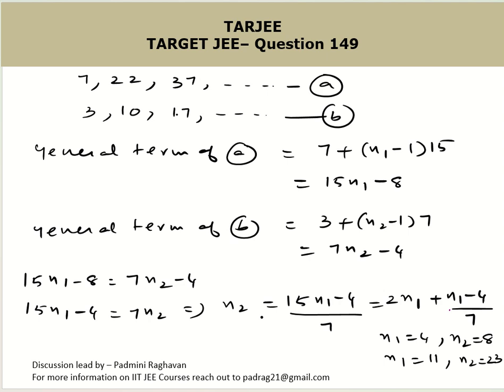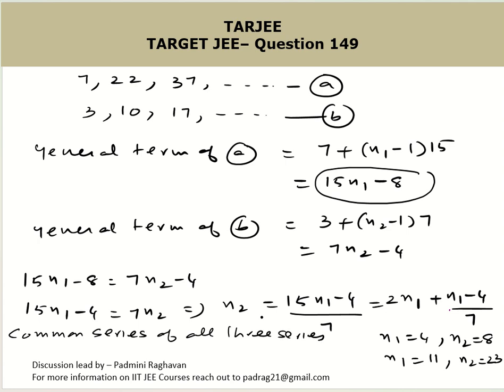So let me write the common series. I will pick the common series from here. The common series to all three, the intersection of all three series, is going to have the first term as, you put n1 is equal to 4, 15 into 4 will be 60, 60 minus 8, 52 will be the first common term to all the three. Next you put n1 is equal to 11, 15 11s are 165, 165 minus 8 is going to be 157.